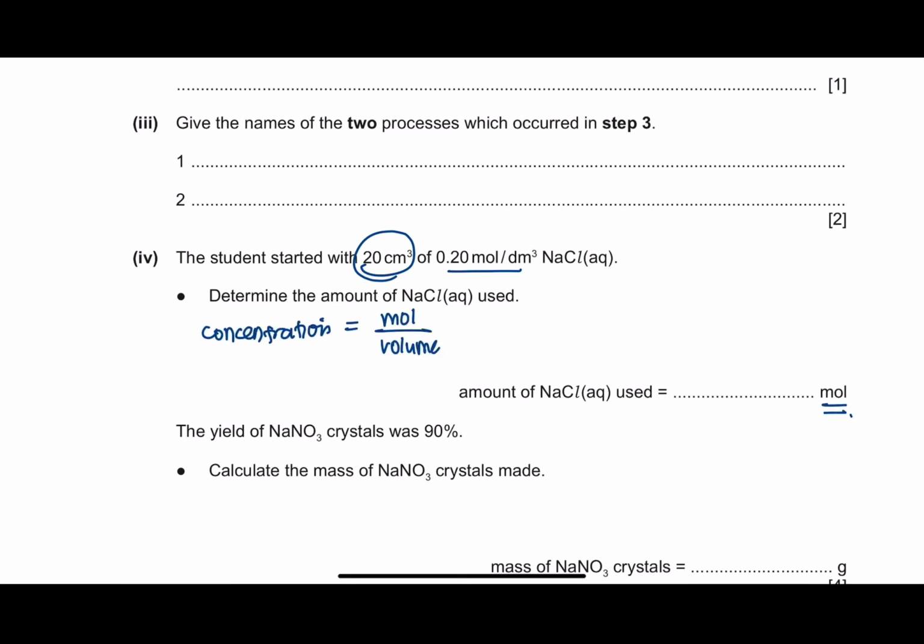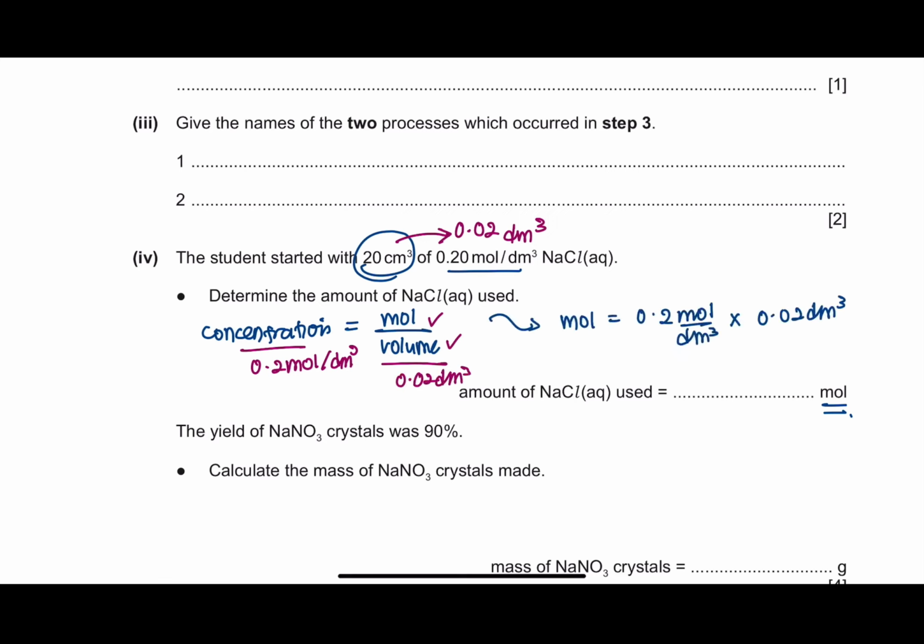In order to get the concentration, the mole has to be divided by volume, given that the volume is in dm cube. So the first thing you need to do is convert 20 centimeter cube to dm cube by dividing by 1000, and you will be able to get 0.02 dm cube. Since your concentration is 0.2 mole dm cube and your volume is 0.02 dm cube, you can multiply them with each other to get the number of mole, which is 0.004 mole.